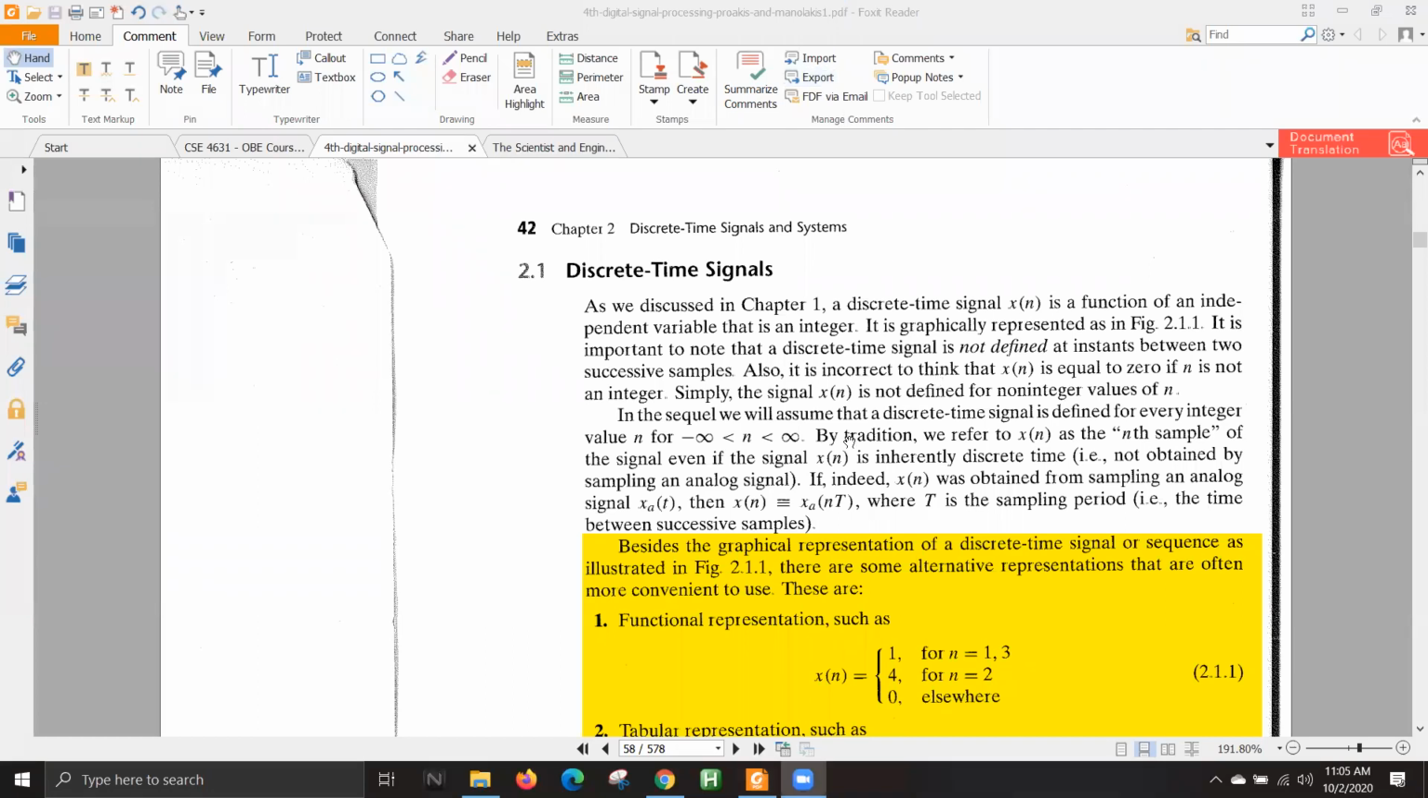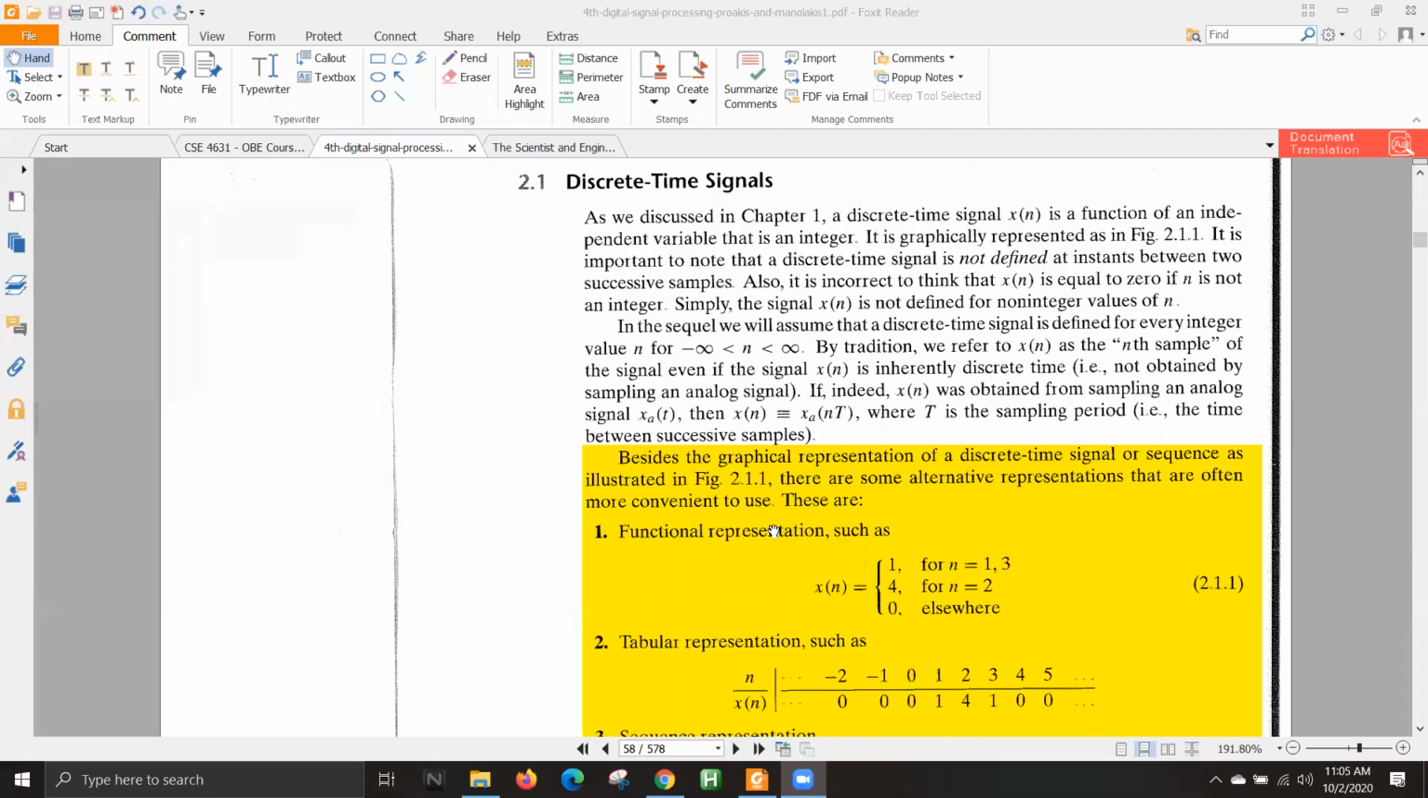Discrete time signals are basically signals that are defined discretely along the time axis. That means they do not have values for all possible times. They have values after every discrete time interval. So there are actually different kinds of representations for discrete time signals.